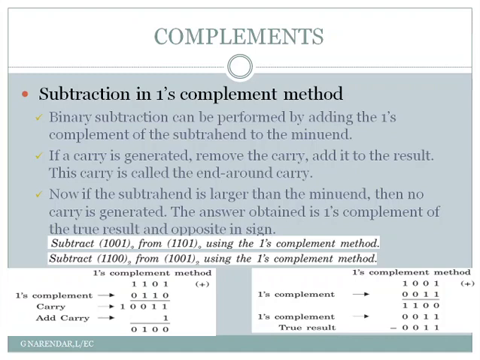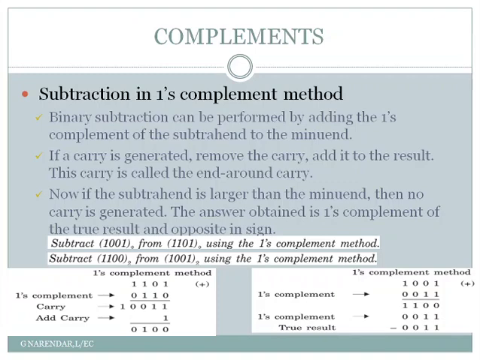So then we have to add the subtrahend to the minuend, and this is equivalent to subtracting the subtrahend from the minuend. And what if the carry is generated? The carry is generated in the case where the subtrahend is less than the minuend, but when a carry is generated, the carry must be removed and it should be added to the result.